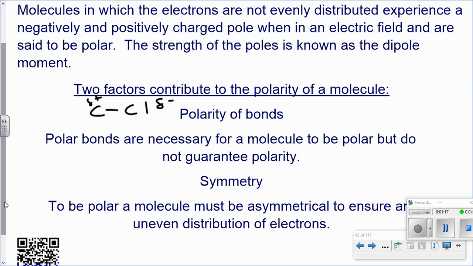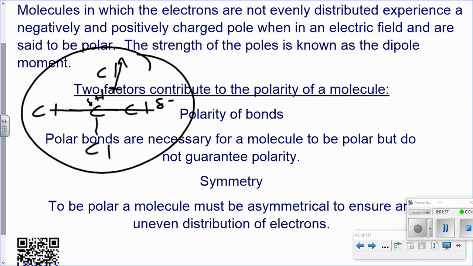Okay? But what if I have another carbon-chlorine bond? Then they seem to cancel out. What if I put another? Now, these cancel out here, but this one's polar in this direction. There's the dipole moment. But what if I put another one down here? So the polarity of the bonds, first of all, you need polar bonds in order to have a polar molecule. But like I just mentioned, even though they're all polar, sometimes they can cancel each other out. So it does not necessarily guarantee polarity.